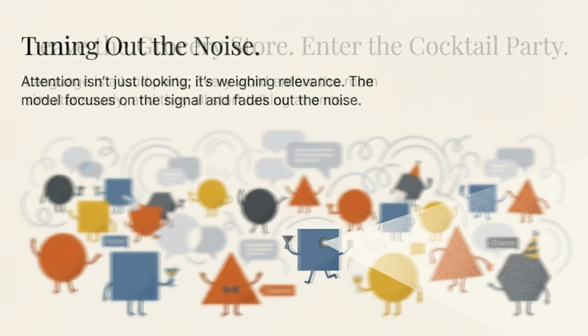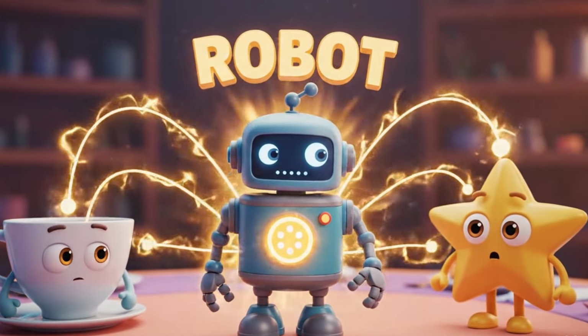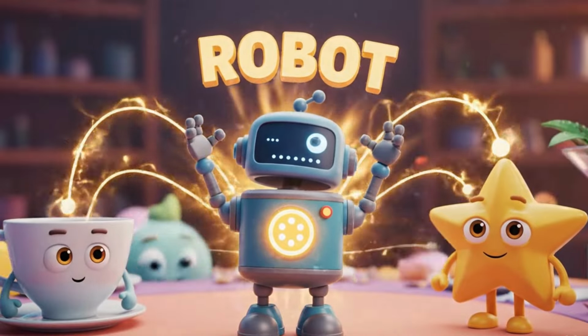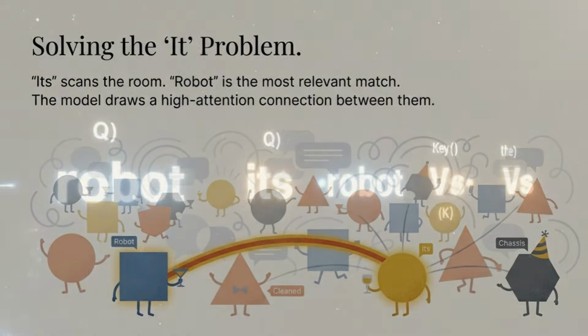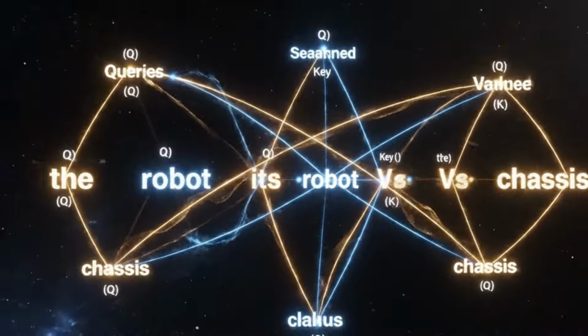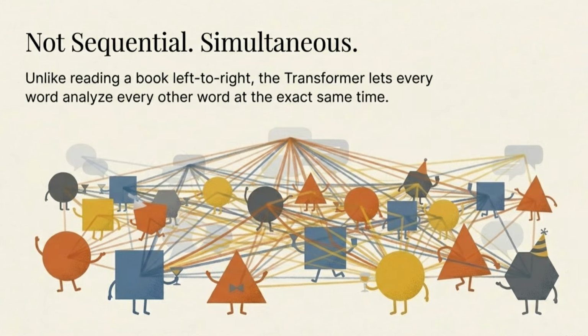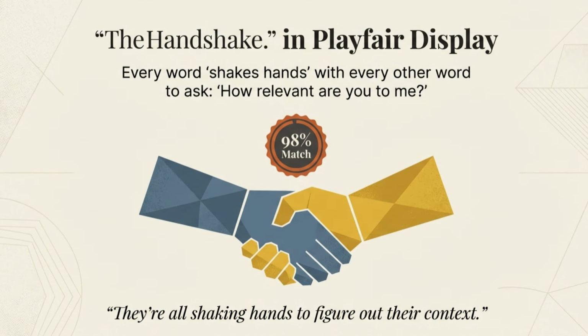And every word in your prompt is a person at this party, all talking at once. The attention mechanism is what allows the model to focus, to attend to the specific relationships that matter while fading everyone else into the background. So in my sentence, the robot cleaned its chassis, the word "its" is trying to figure out who it belongs to. Exactly. The word "its" is standing there, scanning the room. It's looking for a noun. Chassis is nearby, cleaned is nearby, but robot is the one shouting the loudest in terms of relevance. So "its" pays attention to robot. And this happens for every single word at the same time. Every word, simultaneously. They're all shaking hands with every other word to figure out their context.